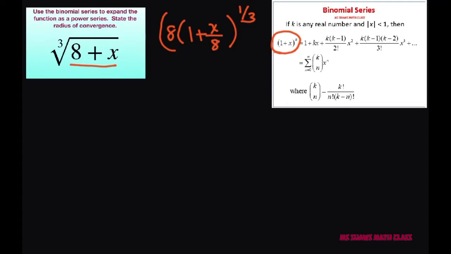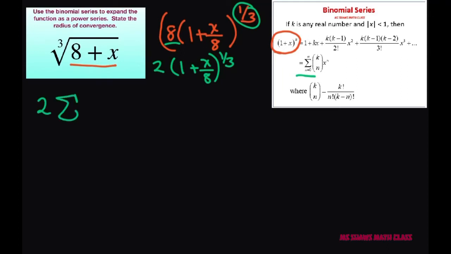All right. When you take the cube root of 8, you get 2. So this is going to be 2 times 1 plus x divided by 8 to the power of 1/3. So now I can write it in this format as a sum, and I can pull out the 2, and it's going to be the sum from n equals 0 to infinity. My k is 1/3, and then you put n. And then my x to the power of n is going to be x divided by 8 to the power of n.